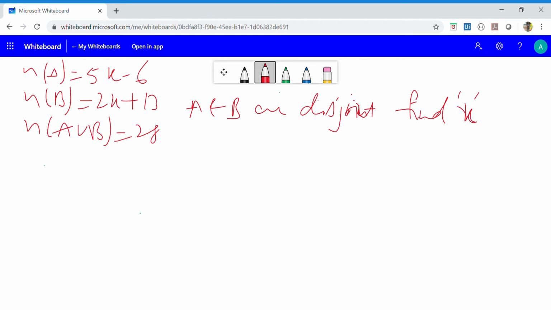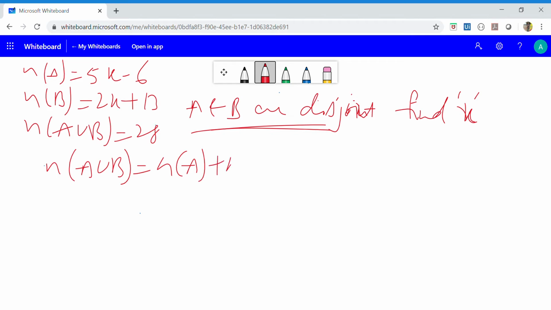So here A, B are disjoint sets. What do you know n of A union B formula is? N of A union B is equal to n of A plus n of B, if A and B are disjoint only. Otherwise minus n of A intersection B will be there. So by substituting those values, 28 is equal to 5x minus 6 plus 2x plus 13.